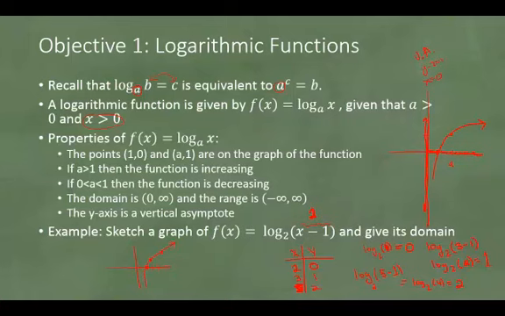And remember that we couldn't use x is equal to 1, so that's a vertical asymptote right there. It's the same graph that we had before where the vertical asymptote was x is equal to 0, only it's shifted to the right 1. That's what this subtracting 1 does. X minus 1 is going to move it to the right 1.